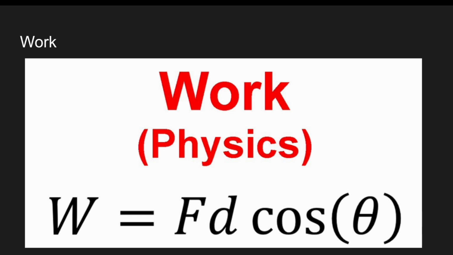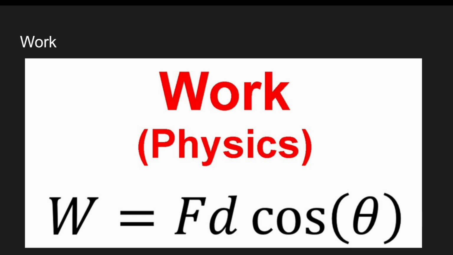First up is work. Work is defined as the transfer of energy in and out of a system. And the primary equation for work is: work, defined by capital W, is equal to the force applied on an object, the displacement of that object, denoted by d, and cosine theta, where theta is the angle between the force vector and the displacement vector. The reason why we're multiplying F and d by cosine theta is because we only want to consider the component of the force that is parallel to the displacement.